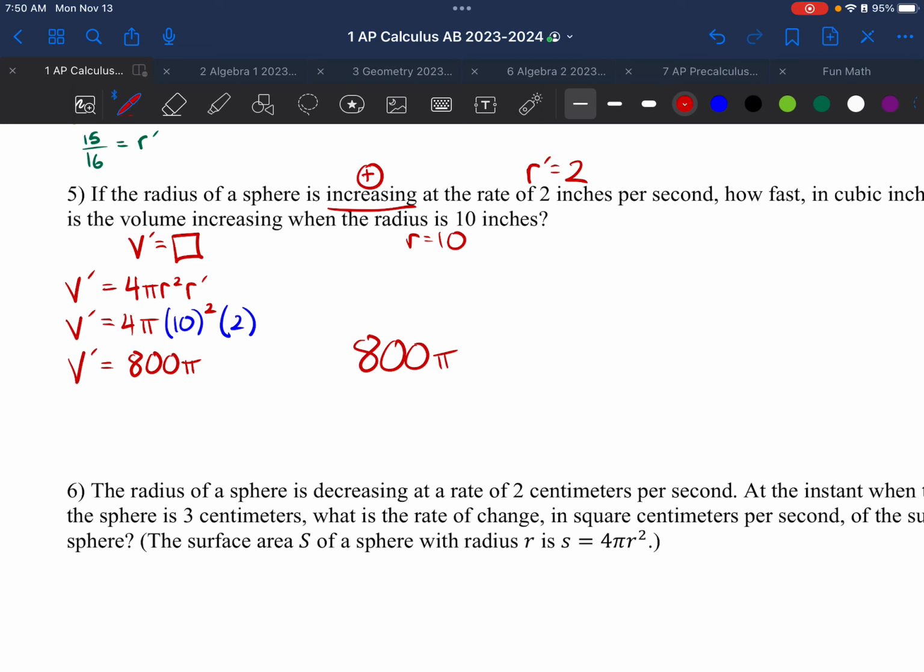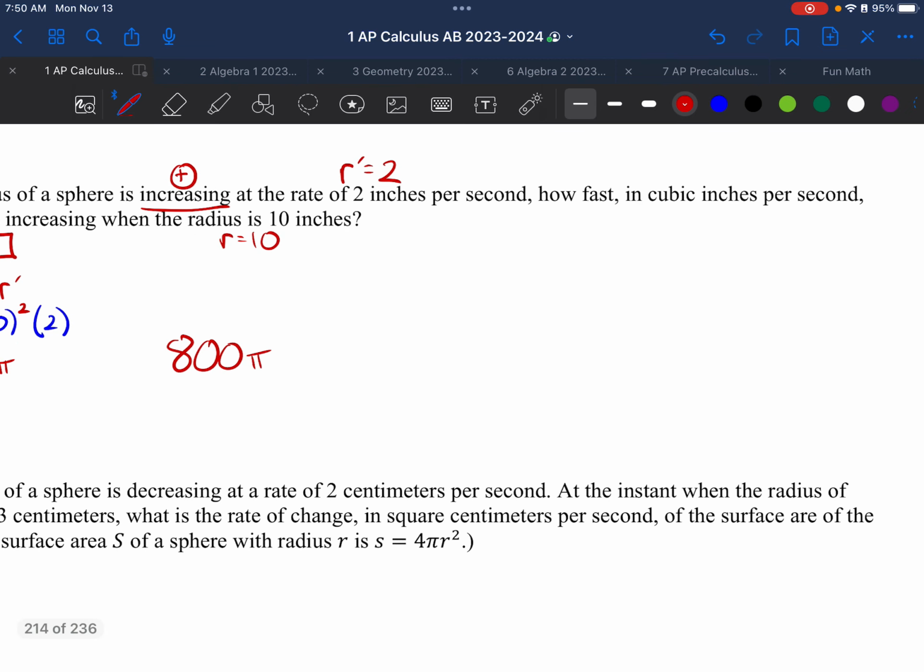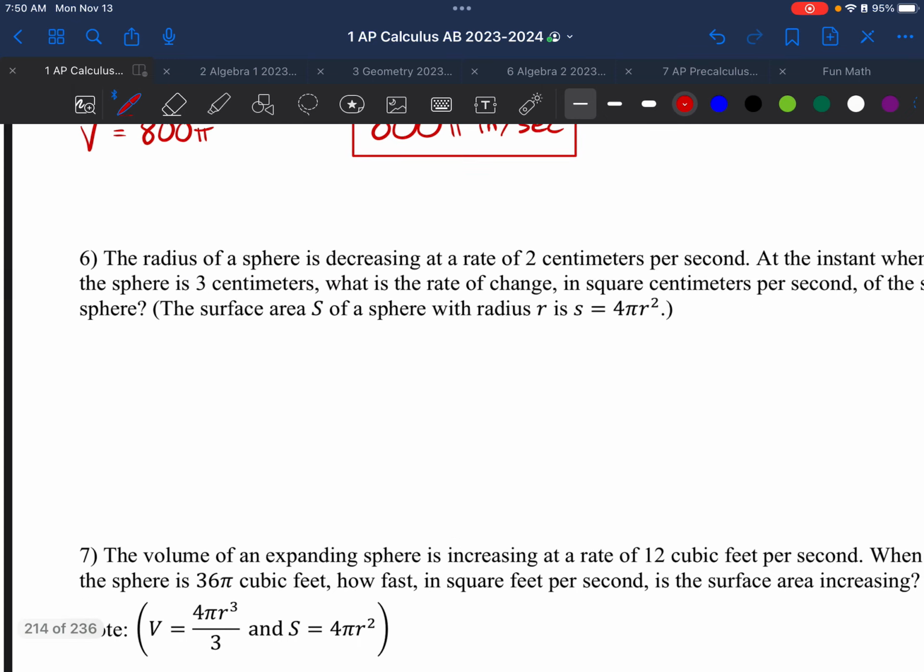What are our units? It's volume prime, so it actually tells us the units right here, cubic inches per second. So we'll do inches cubed per second, and box that. All right. Moving on to number 6.